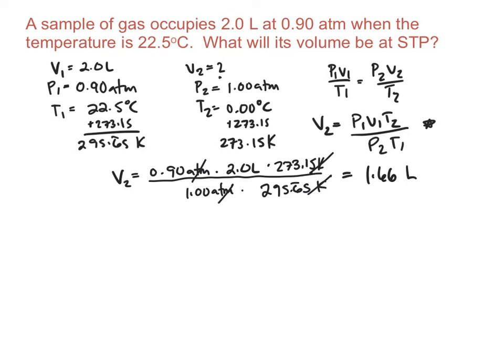Okay, and the last thing we need to consider is significant figures. So this is going to be 2 sig figs. So 1.7 liters is what our final answer is going to be for our volume after we change the conditions.